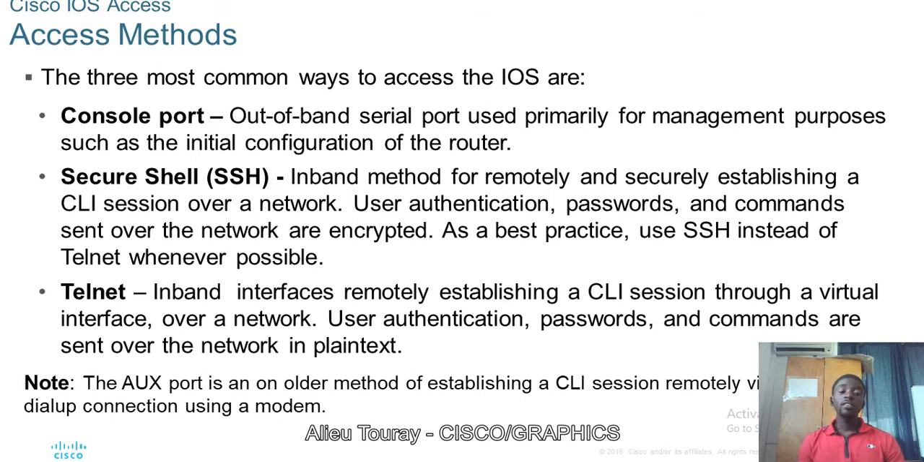The other method is that you can use the auxiliary port. This is outdated. Not many people are using this method of establishing connectivity to your Cisco device. So in my practical phase, I will show you guys how to spot these ports. I will bring a Cisco router and a Cisco switch, show you the difference between the two, and then I will show it to you in this video, so you can see that port.